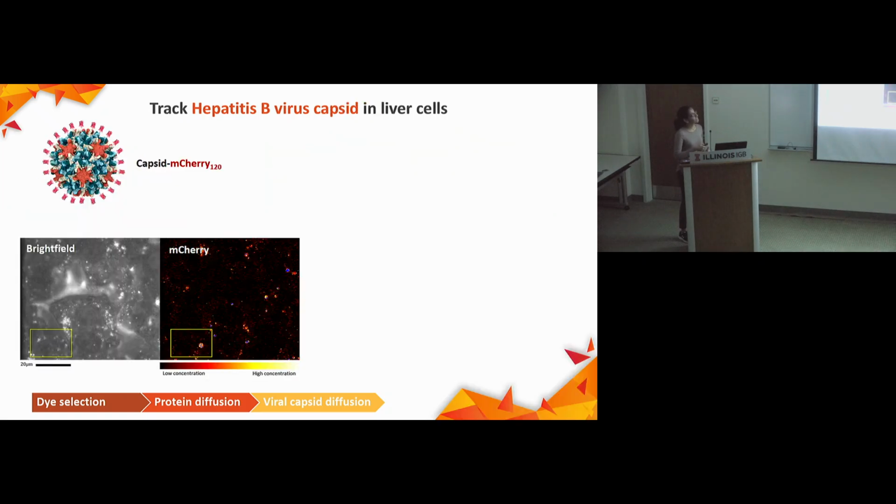So what we have is a viral capsid with mCherry protein, which is a fluorescent protein. Each of the monomers is labeled with an mCherry, and so the capsid has 120 mCherry decorated on the capsid. And this is just a schematic again, showing the mCherry at the boundary. And we express the capsid labeled with mCherry in hepatocytes, liver cancer cells, HepG2.